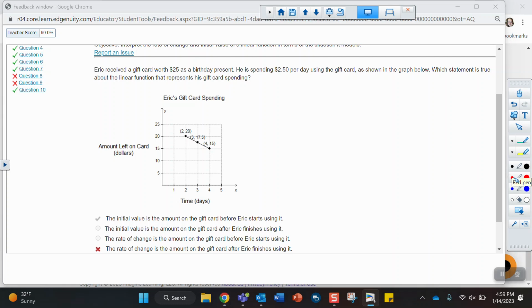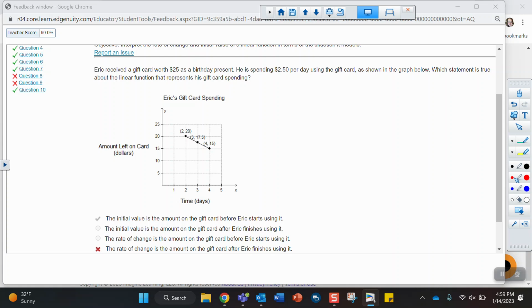Okay, 4 questions here to go over. Eric received a gift card worth $25 as a birthday present. He's spending $2.50 per day using the gift card as shown below in the graph. Which statement is true? The initial value is the amount on the card before Eric starts using it. That is true. The initial value means like in the beginning.